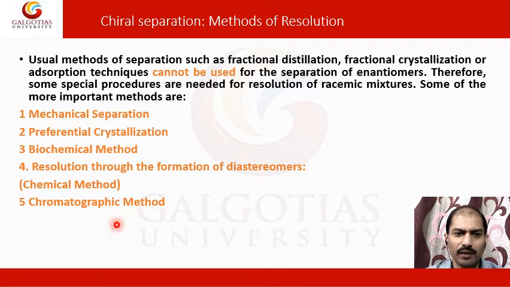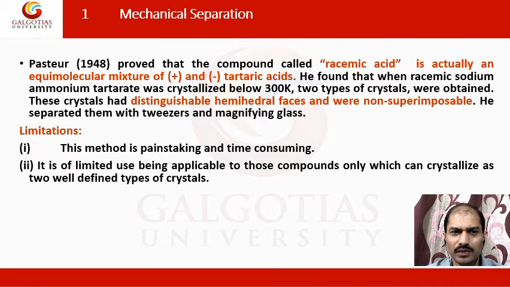There are also chemical methods, chromatographic methods, and many more, and these are the most important methods being used. In mechanical separation, developed in 1848 by Pasteur, he segregated the racemic mixture of tartaric acid enantiomers, plus and minus. He found that racemic sodium ammonium tartrate crystallized below 300 Kelvin. Two types of crystals were obtained. These crystals showed hemihedral faces and were non-superimposable. So he separated them with tweezers and a magnifying glass.